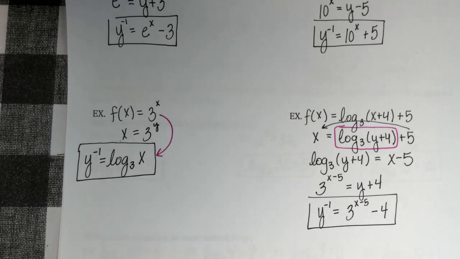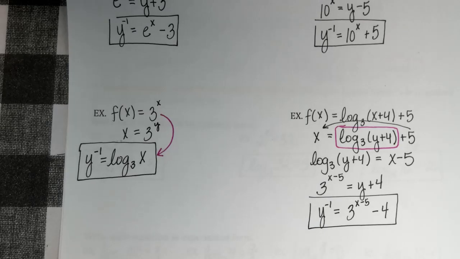So if you have a constant tacked on, that just means you need to move it to the other side before you rewrite it. Okay, are we good with that?